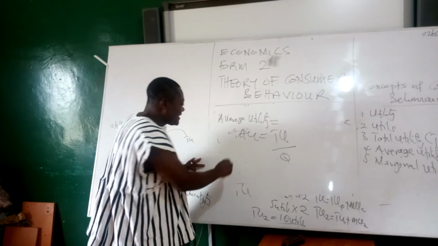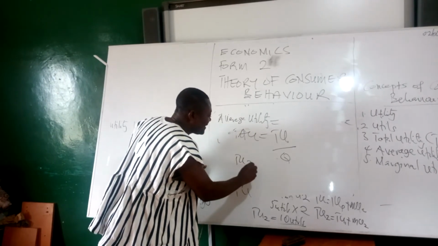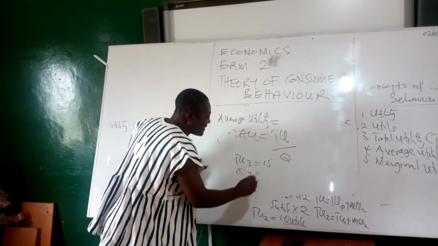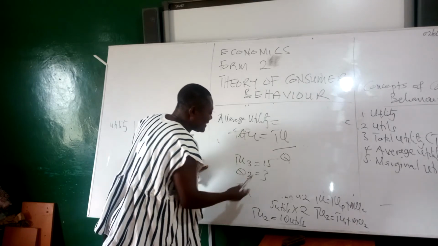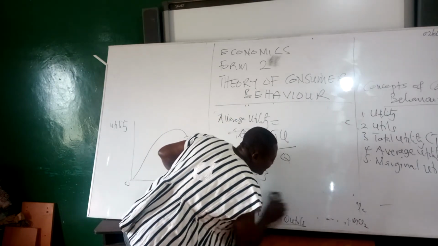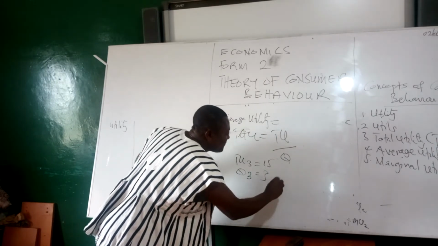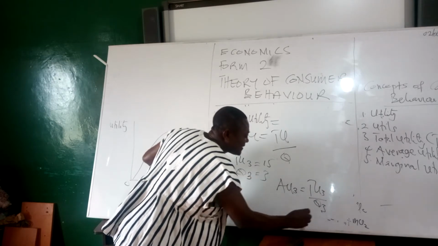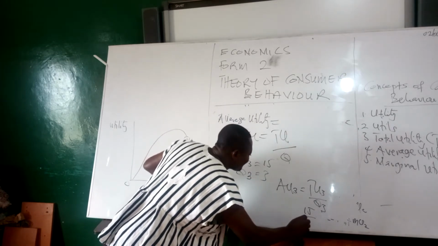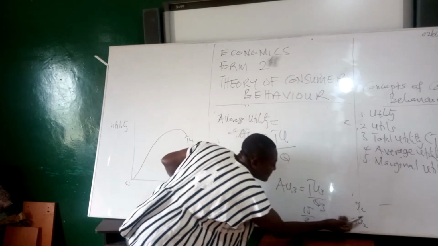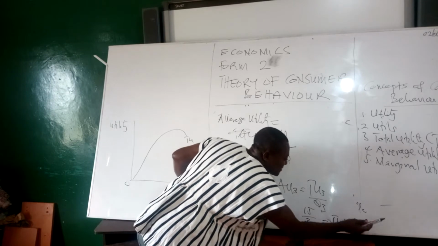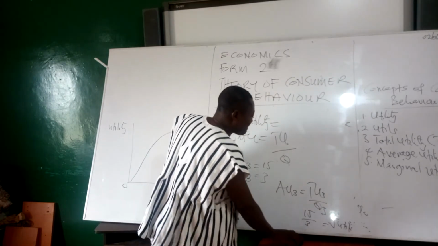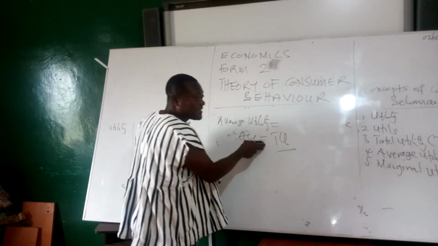So for example, if the total utility 3 is equal to 15, and quantity demanded is 3, then what will be the average utility? Of course, AU3 is equal to TU3 over Q3, 15 over 3, which is equal to 5 utils. Please take notes.